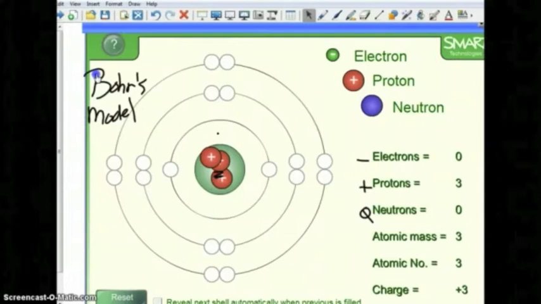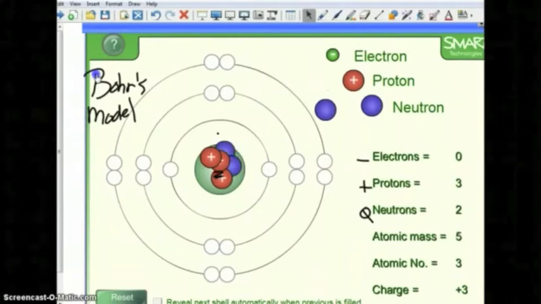We need to look at the mass number, or atomic mass, at the bottom of the box. According to the periodic table, the mass of lithium is 7. If we already have 3 particles in the nucleus and the periodic table says we need 7, then those extra 4 particles are neutrons. So 1, 2, 3, 4. All atoms as they appear on the periodic table are neutral. So we need to have a balance between our positively charged protons and our negatively charged electrons. So if we have 3 protons, we're going to need 3 electrons.